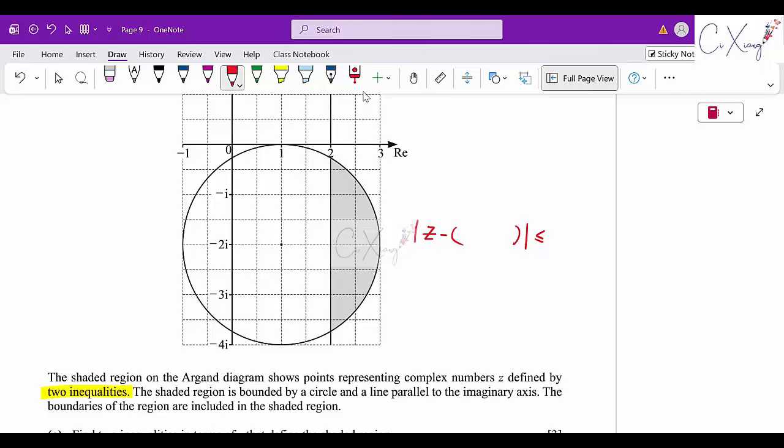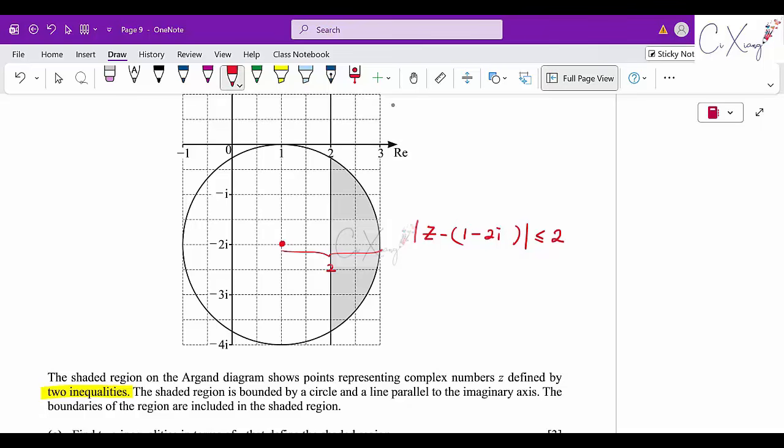Where is the center of this particular circle? This is what we have. So it should be 1 minus 2i. So |z − 1 − 2i| smaller than what is the radius here? The radius is 2 units, you can see. So smaller than or equal to 2.